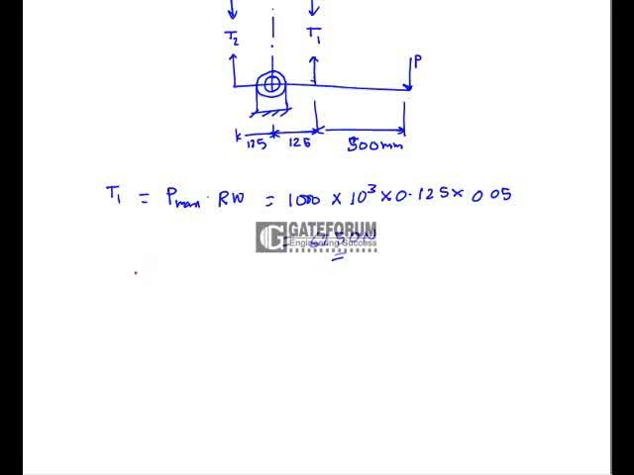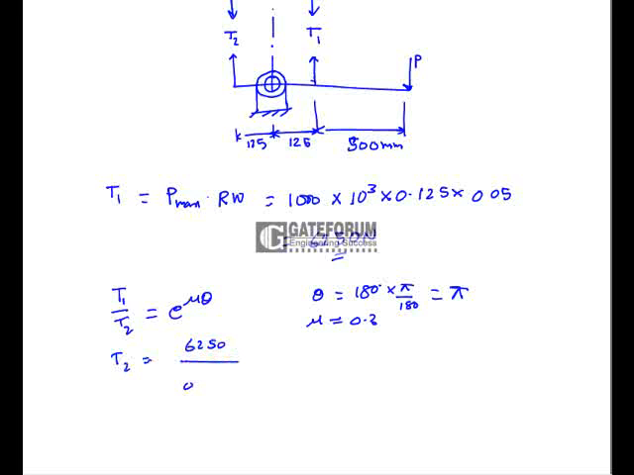Now we have to find out the minimum tension, that is T2. The ratio of T1 and T2 is given as e power of mu theta, where mu is the coefficient of friction between the friction lining and brake drum, and theta is the angle of overlap, which is 180 degrees. Converting it into radians, that is pi by 180, it gives pi radians, and mu is given as 0.3. Now substitute all the values. So T2 is equal to T1 by e power of 0.3 into pi, that is 6250 by e power of 0.3 pi, which gives a value of 2435.4 Newton. So these are the T1 and T2 values.